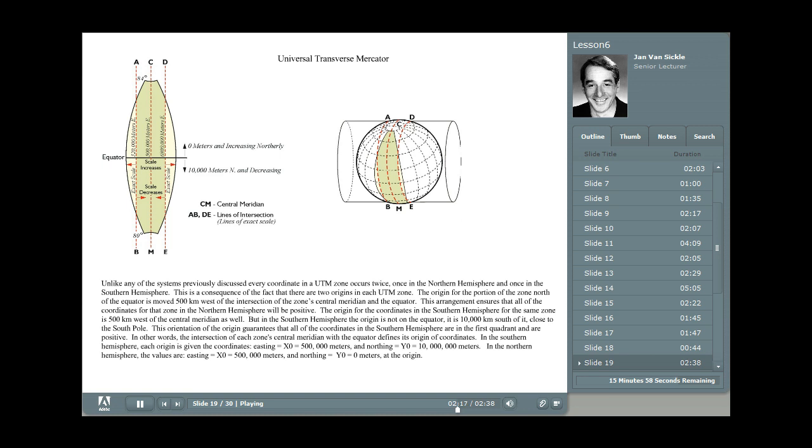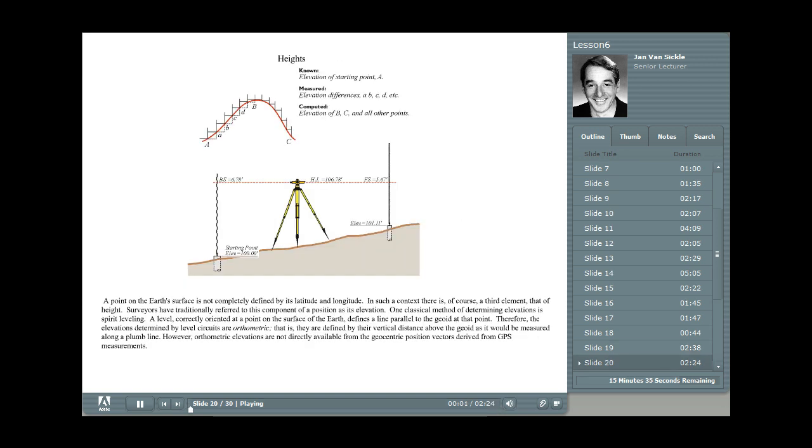In the southern hemisphere, each origin is given the coordinates easting 500,000 meters and northing 10,000,000 meters. In the northern hemisphere, the values are easting 500,000 meters and northing 0 meters at the origin. So the idea is that there are two origins, one for the northern hemisphere and one for the southern hemisphere in each universal transverse Mercator zone.